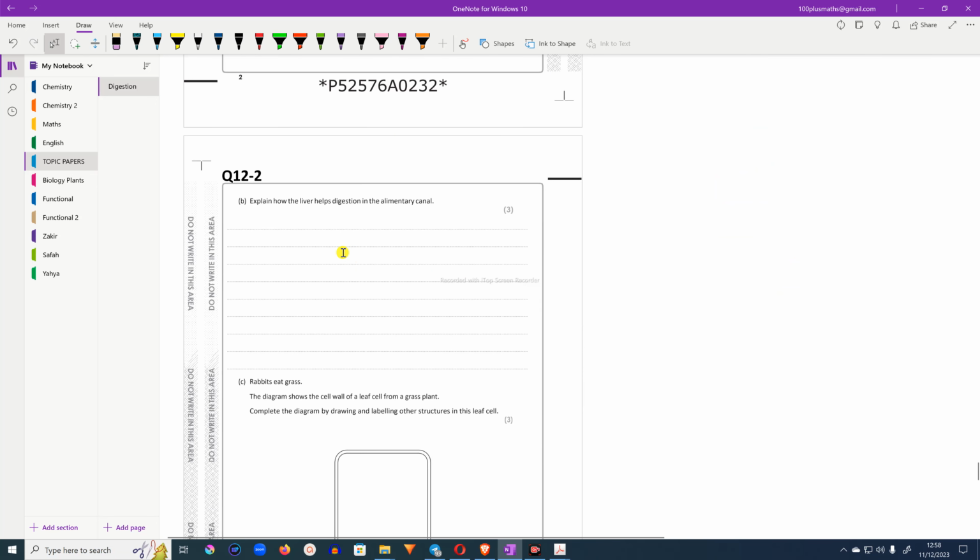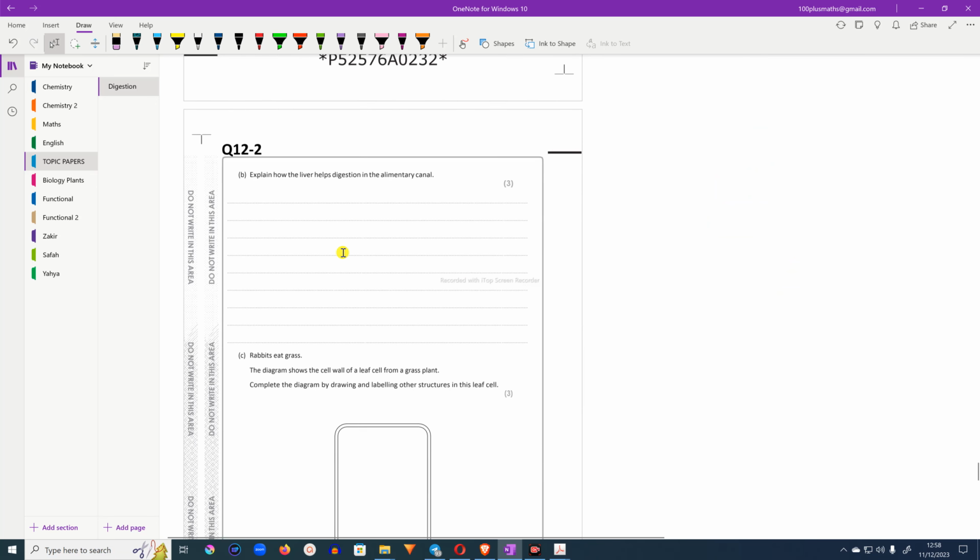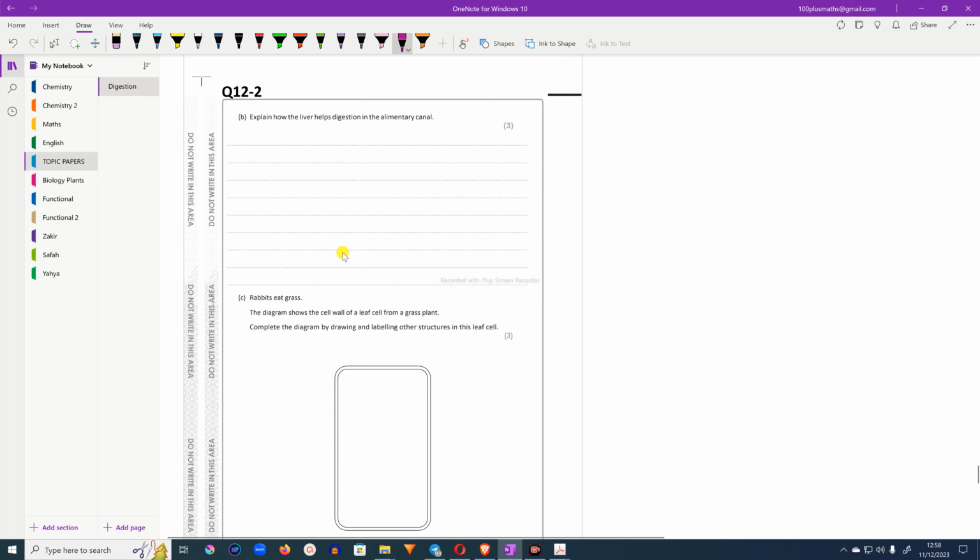Right, let's move on. We're on 17, 18 minutes. Right. How does the liver help digestion? Look at this posh word, alimentary canal. Wow. So that's the small intestine, or the intestine. Okay. So what does the liver produce? The liver produces bile.